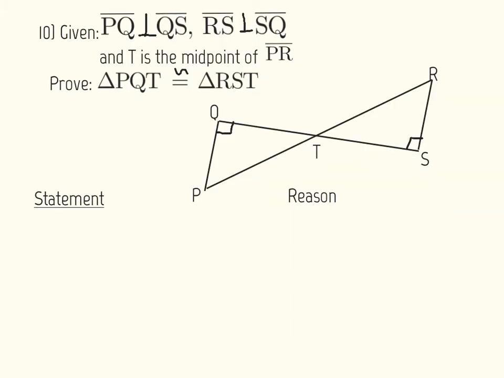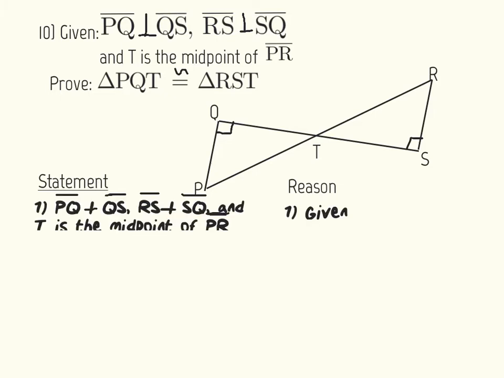Number 10, we are given that segment PQ is perpendicular to segment QS, segment RS is perpendicular to segment SQ, and that T is the midpoint of segment PR. And we want to prove that the triangles PQT and RST are congruent to each other. So what we're going to do for this proof is start with what we're given. So we write that down as our first step.